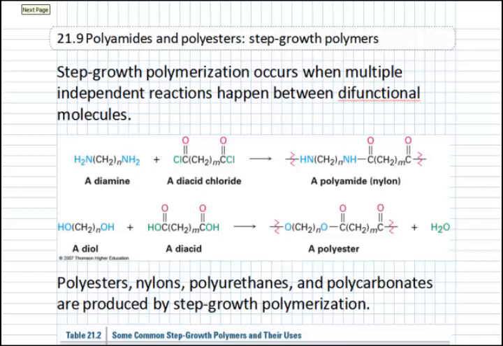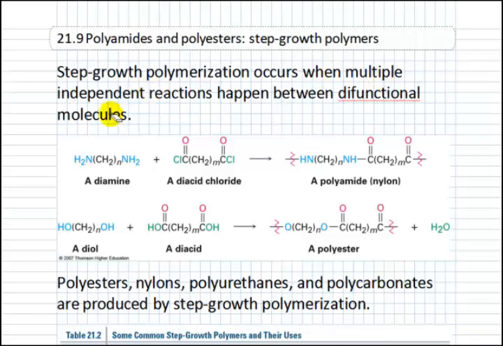A quick note on polymerization. We can do carboxylic acid derivative type reactions over and over again with difunctional molecules. Like for instance, here's a diamine and a diacid chloride. Here's a diol and a diacid, and so on. If we have those difunctional molecules, molecules can add over and over to each other, one after another. Okay? That's called step growth polymerization.